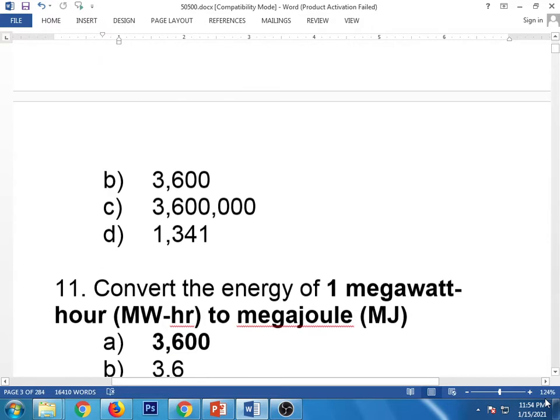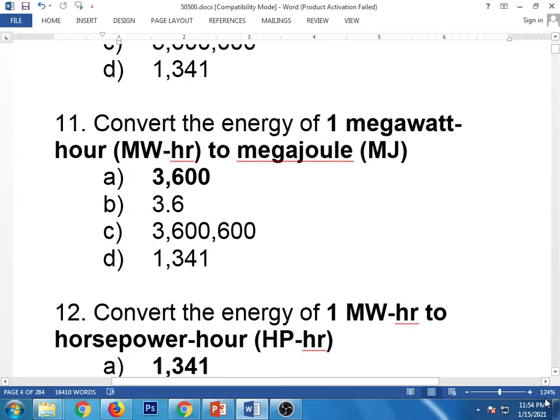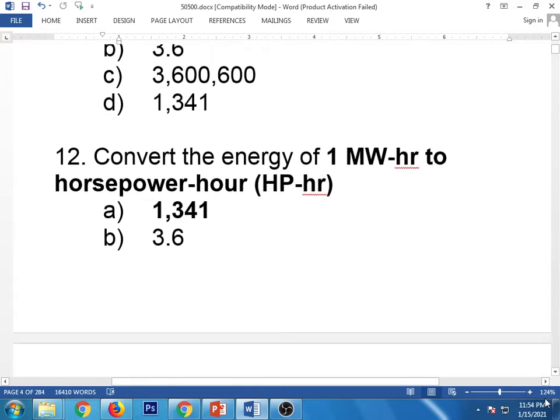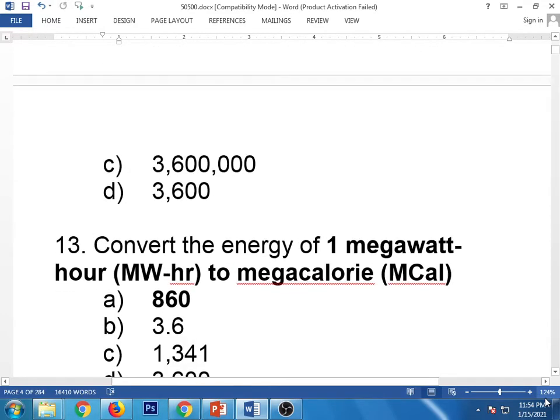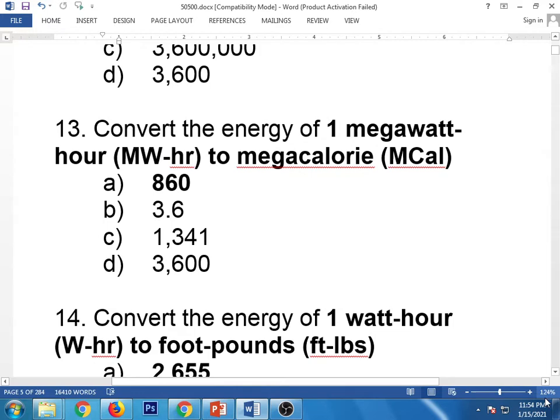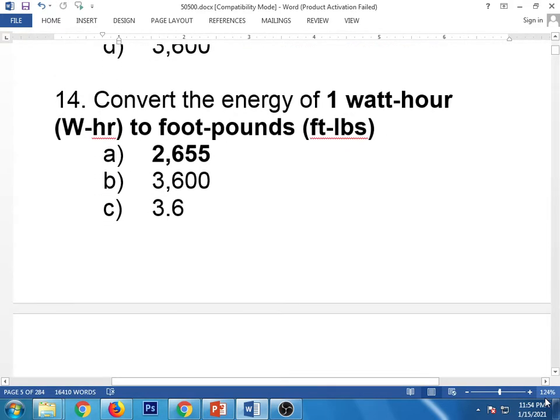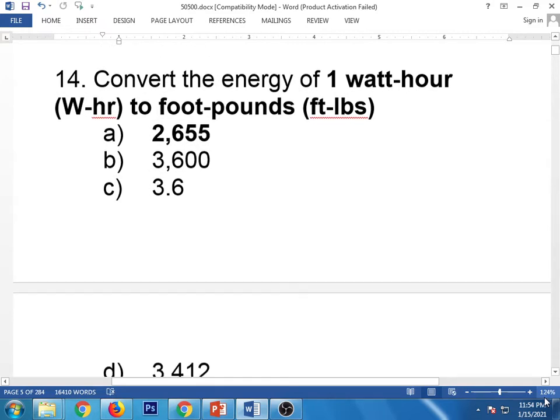Answer: 3.6. Convert the energy of 1 megawatt-hour to megajoule: 3,600. Convert the energy of 1 megawatt-hour to horsepower-hour: 1,301. Convert the energy of 1 megawatt-hour to megacalorie: 860. Convert the energy of 1 watt-hour to foot-pounds: 2,655.